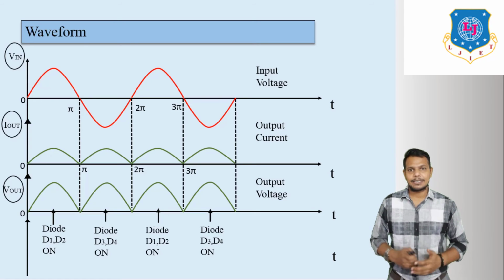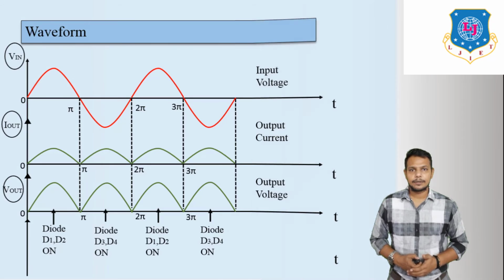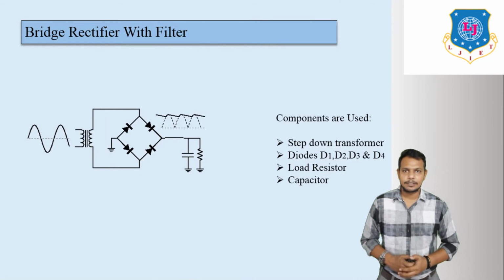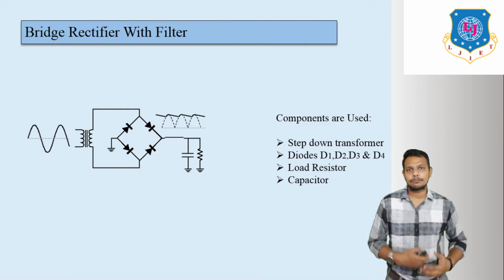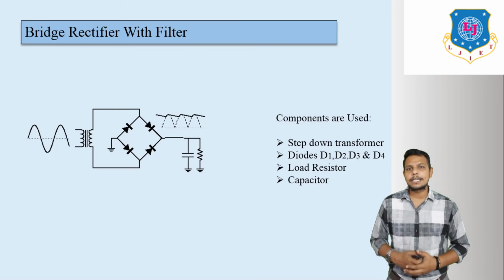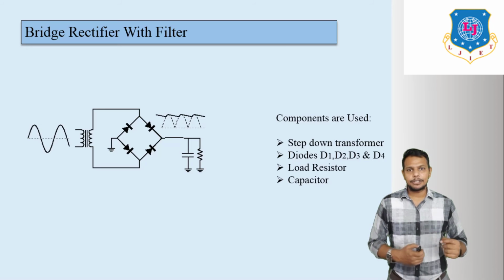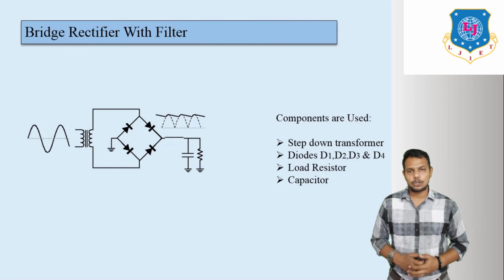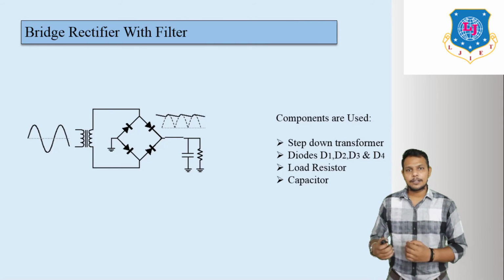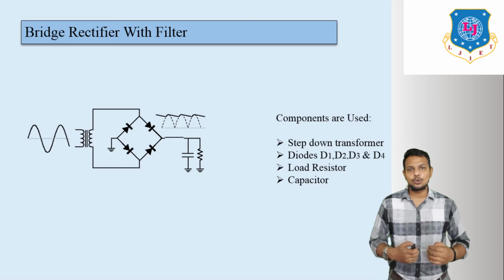So this is the overall output for the bridge rectifier. Here we can see the bridge rectifier with filter. Why are we using a filter here? Because we need pure DC voltage at the output side. Rectification is one level, then after that we have to do the filtration process for getting pure DC voltage. That's why we are using a filter.